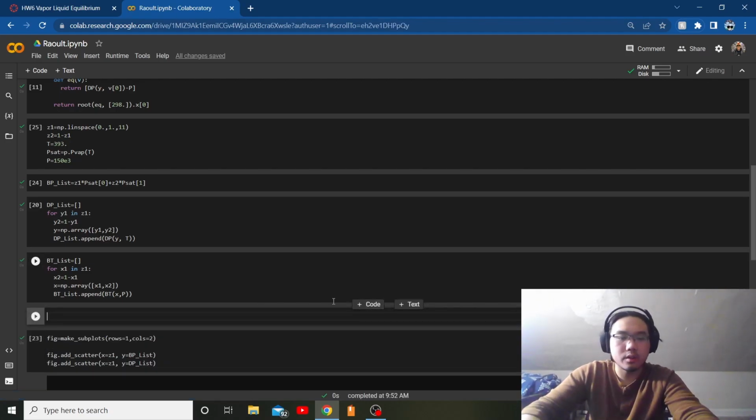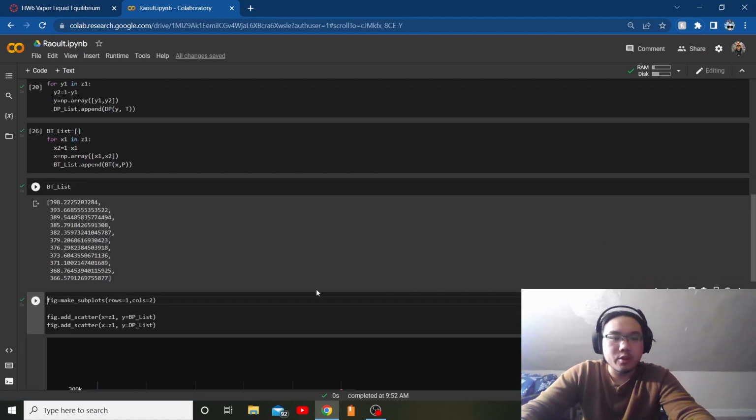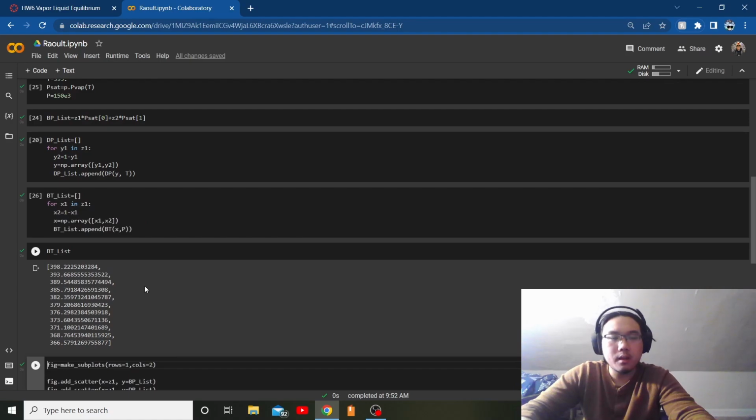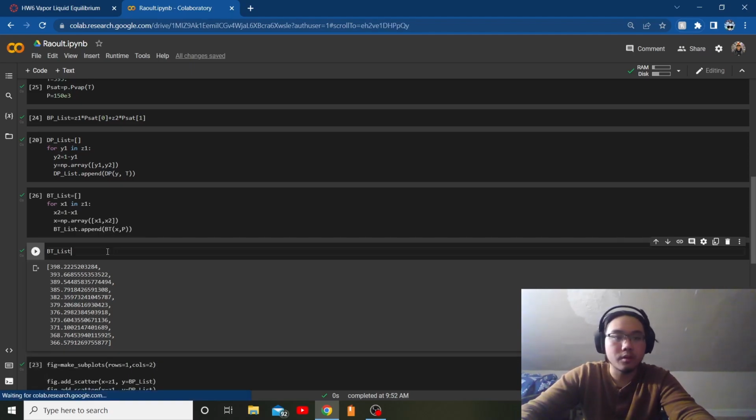And so if we want to look at this list now, we see our bubble temperatures. And it makes sense, right? If we were to have 0% benzene, 100% toluene, we'd expect a higher temperature to create that first vapor bubble, as toluene is the less volatile compound, right?